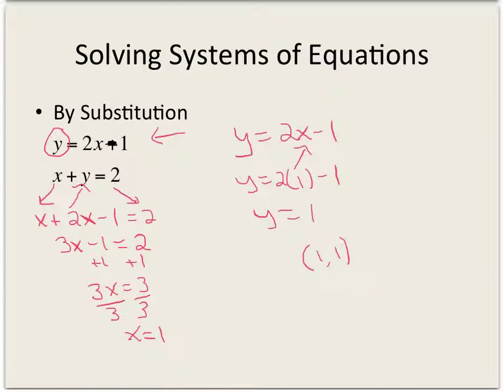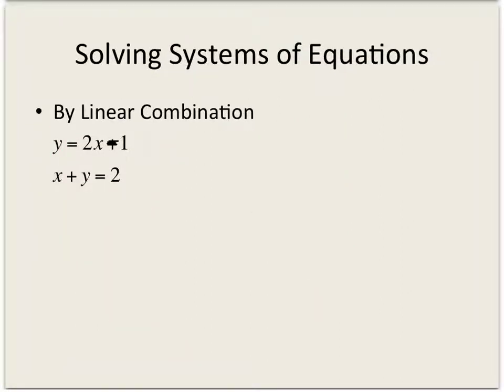Same problem as the last one, same answer as the last one, so we know this one was right, but if we want to double check, we can always go back and plug it in. The last method is called linear combination, and this is when you combine the two lines together to get rid of one of the variables.